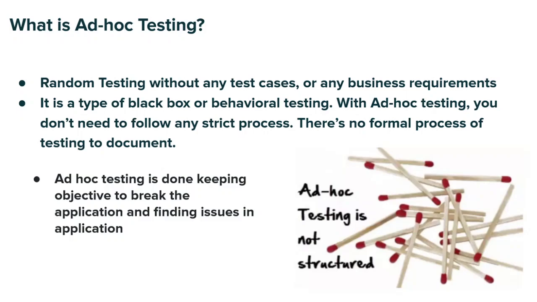So ad hoc testing is done keeping one objective in mind, that is to break the application features and find issues in the application. Whenever the QA team is asked to do ad hoc testing on some module, we have to do random testing on that module and try to find as many issues as possible. We should test that feature in such a way that we are able to find some issues in that application.